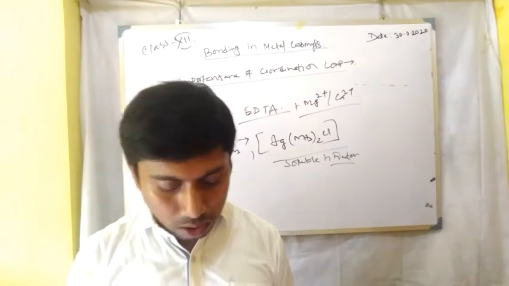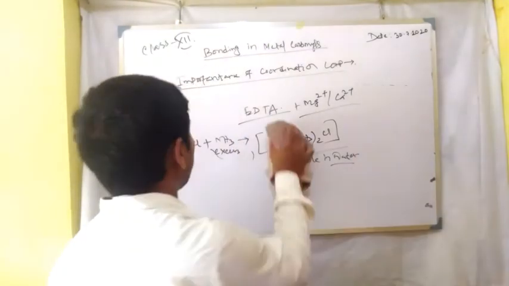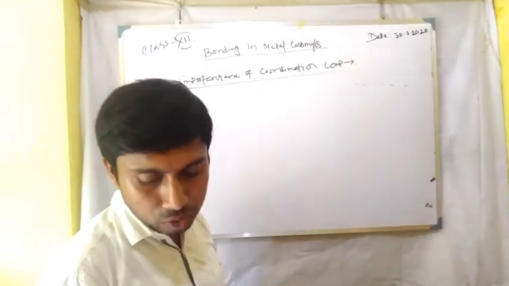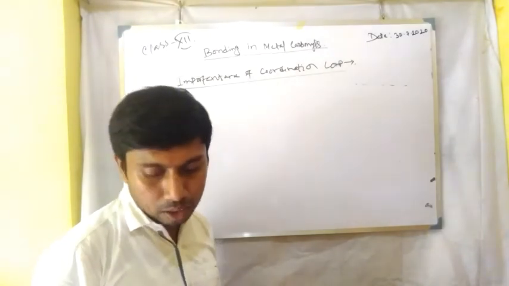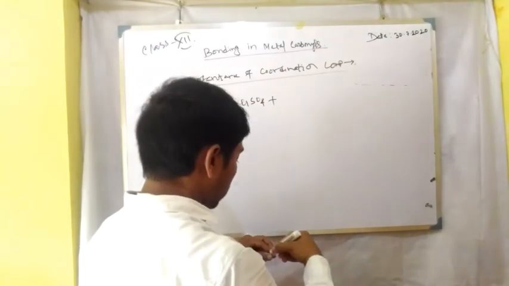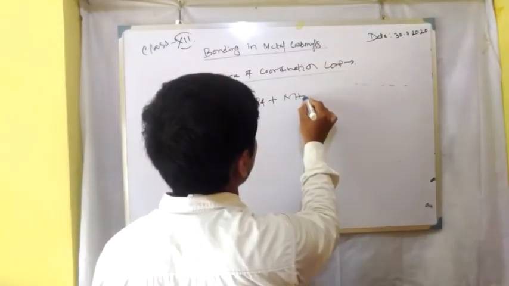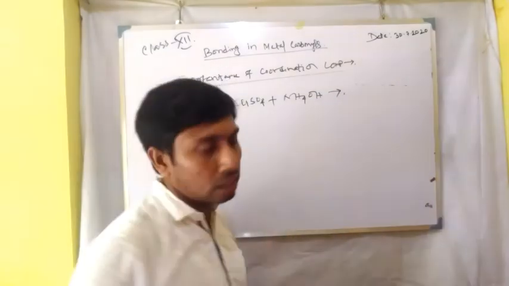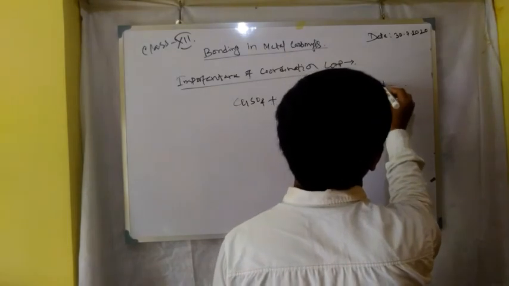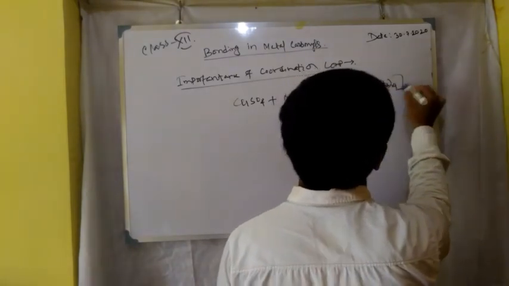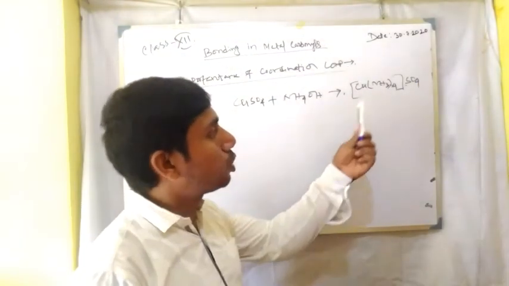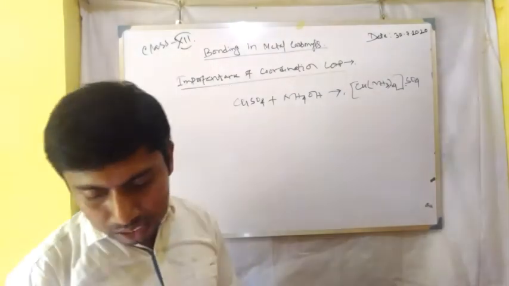Next, another example is copper sulfate. When copper sulfate, CuSO4, is treated with ammonium hydroxide solution, a deep blue precipitate is formed, which is [Cu(NH3)4]SO4. We can name this tetraamminecopper(II) sulfate. Okay, now this is a deep blue colored complex.